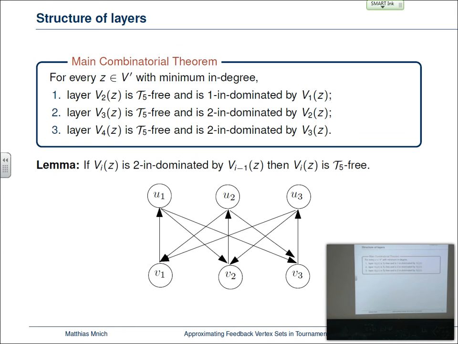So here's the structure, and how do you prove this? For instance, if you look at the second layer: if some layer i is two-in-dominated by the preceding layer V(i-1), then because it's two-dominated, you cannot have such a structure. That's a matching, and this cannot be, that there are three nodes that have a matching so that the arcs go like this. And if you now extend it and think that there would be one more vertex here or one more vertex here, you have to imagine that you will find one tournament from T7, which you have already excluded. Okay? So that's the idea behind the proof.